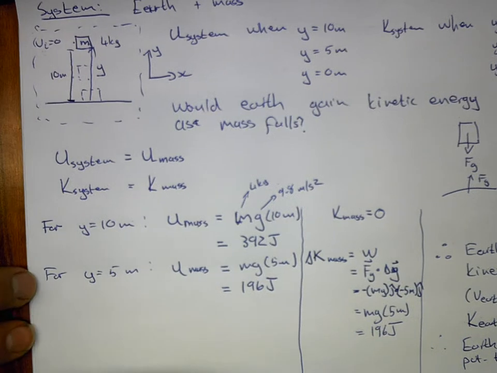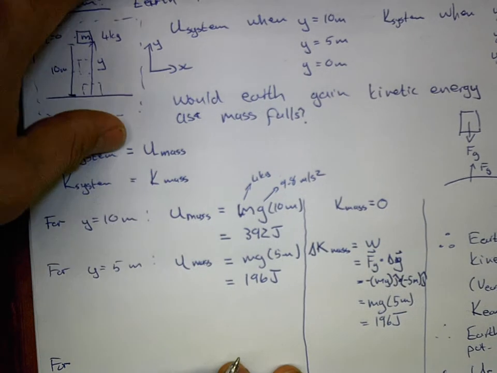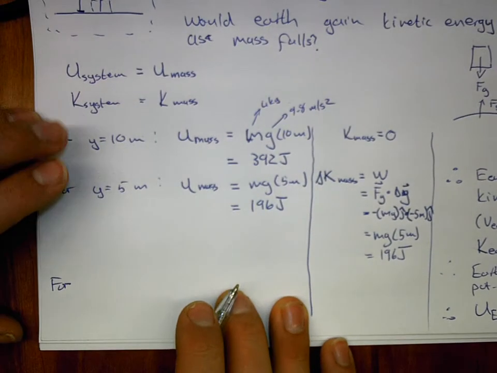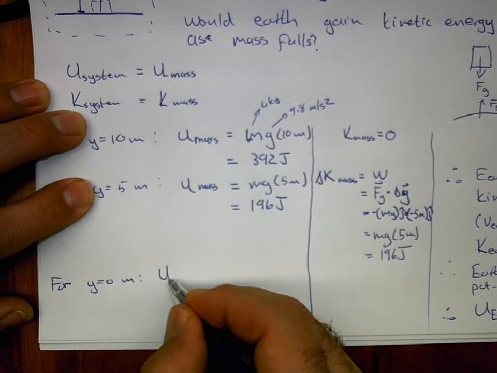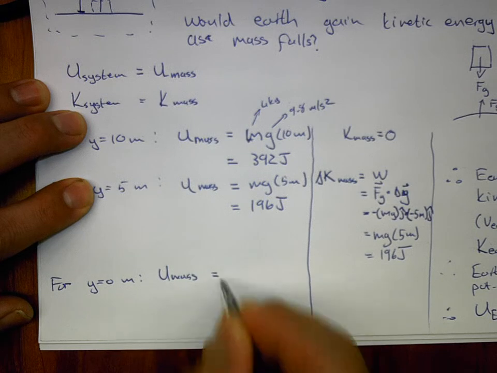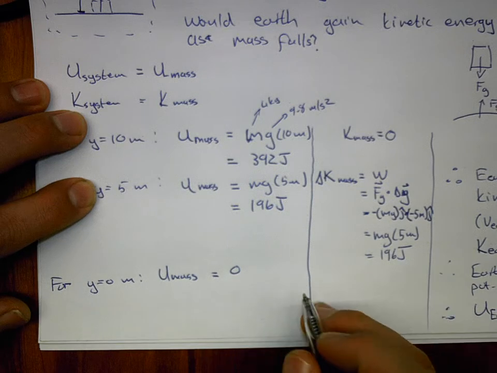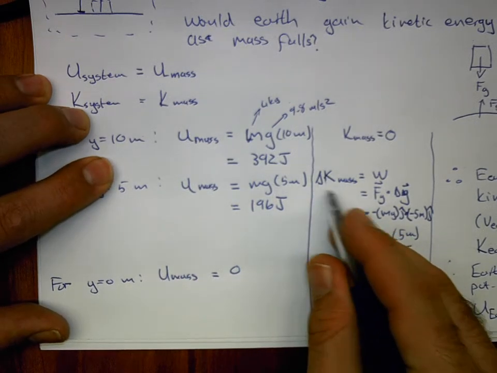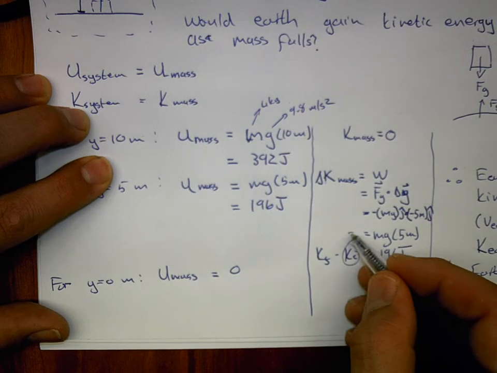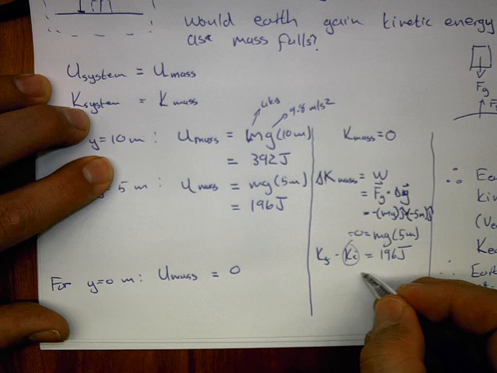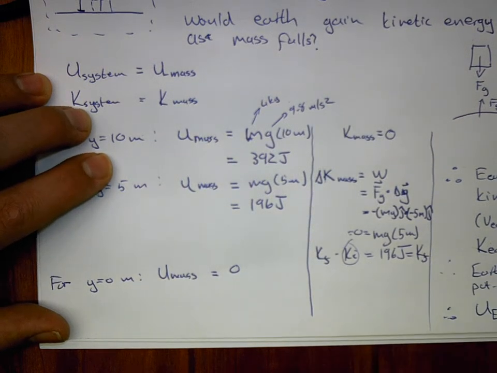Okay, and the last one is for y equals 0 meters. We know the potential energy of the mass is just going to be 0 because it's now 0 meters above the surface of the Earth. Sorry, by the way, our change in kinetic energy is K final minus K initial. Since K initial is equal to 0 for the mass, we've got that this is just equal to K final. So we can get the kinetic energy of the system at that point.